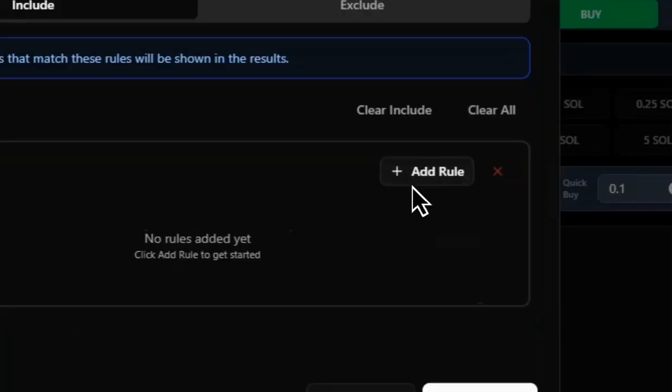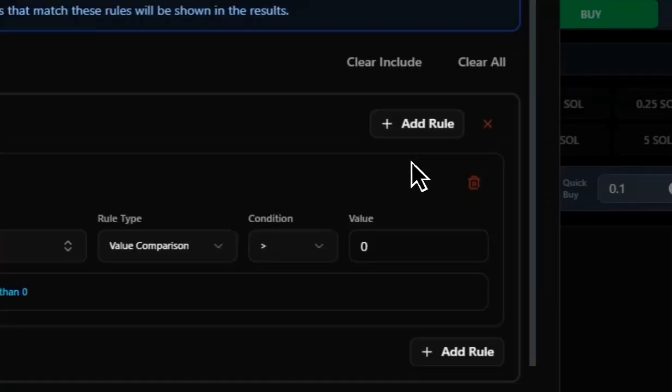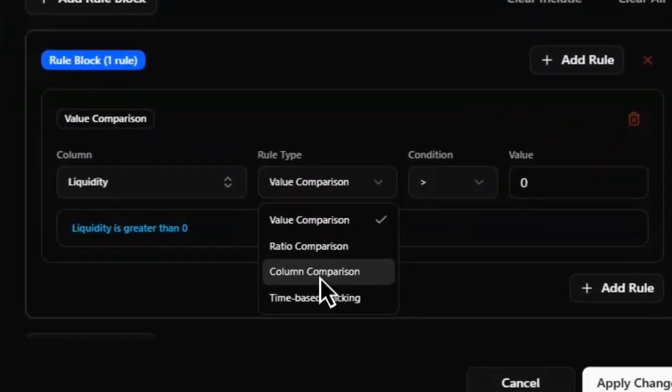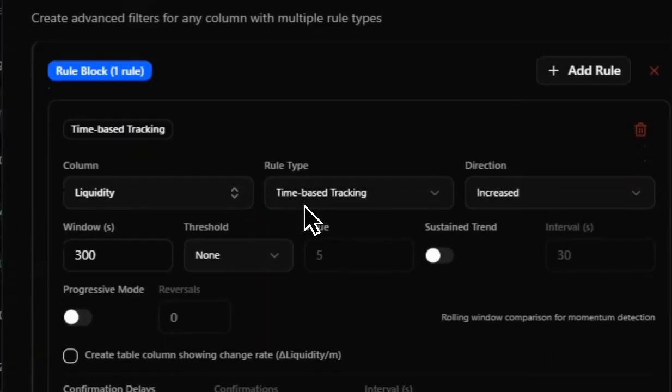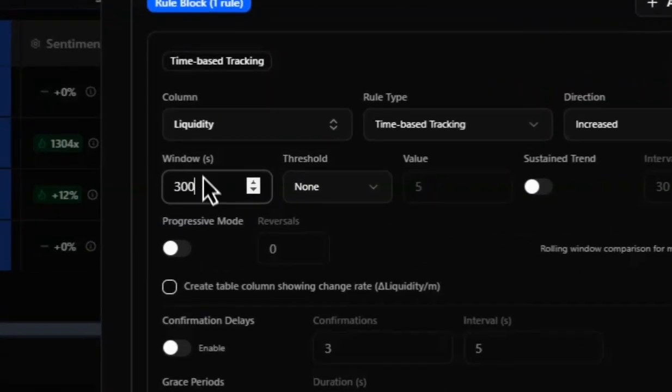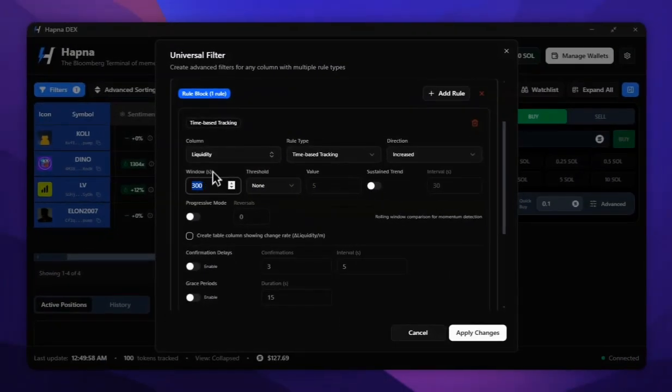One of our amazing rules that I love, and I love to use it because it enables me to remove all the stale meme coins that no longer get updated or no longer have any kind of data, is the time-based tracking. The time-based tracking is a time series filter, enabling you to track a certain meme coin in time. So in this example, I want to see only meme coins that have increased in their liquidity value, because we chose the liquidity here.